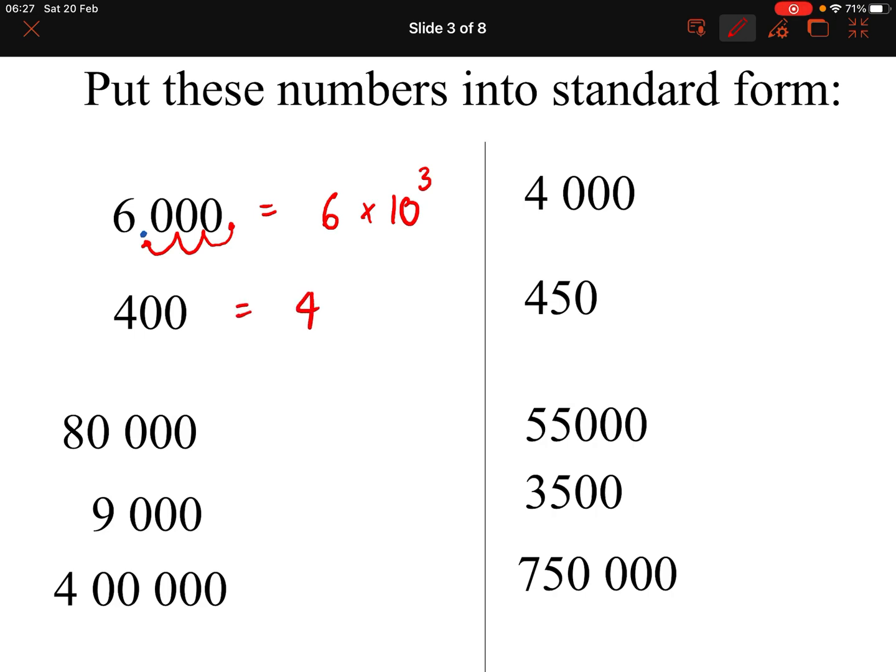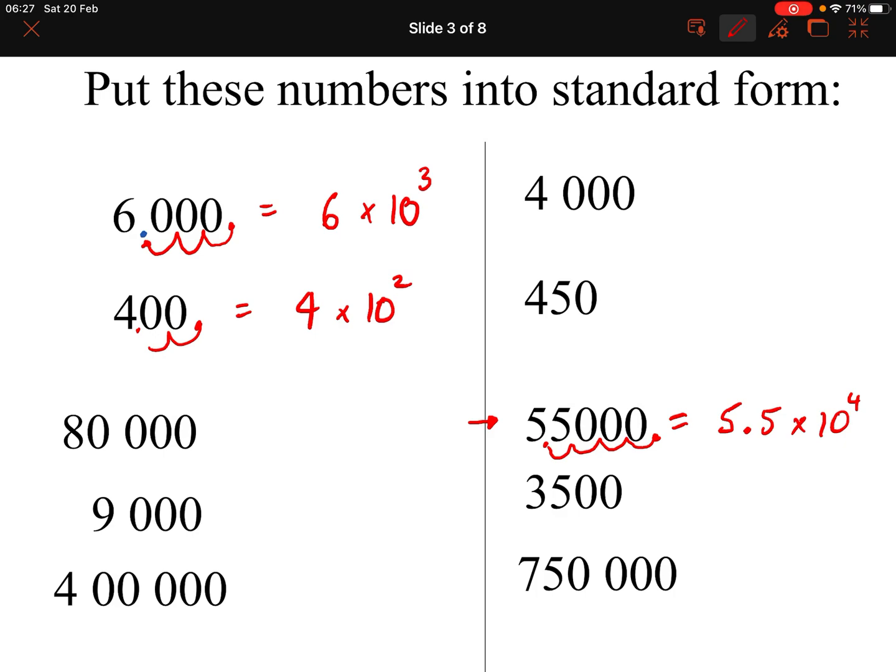400, same thing. 4 is going to be your number between 1 and 10, times 10 to the power of... here's my decimal point, I would like it to be here: 1, 2. Okay? Let's do this one here, 55,000. What is the number between 1 and 10 that we're going to pick? It's going to be 5.5, times 10 to the power of... where is my decimal point? It's currently here. I would like it to be here. So how many places have I moved? 1, 2, 3, 4 places.